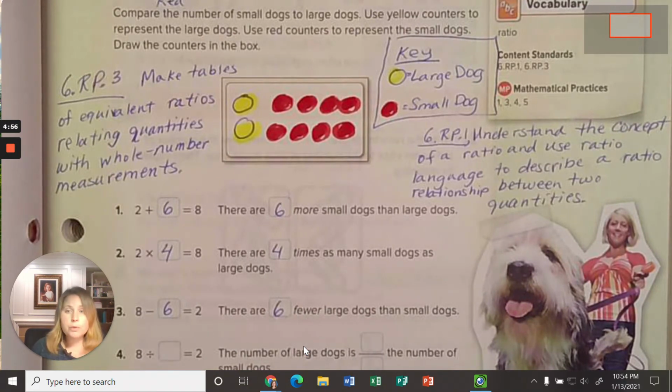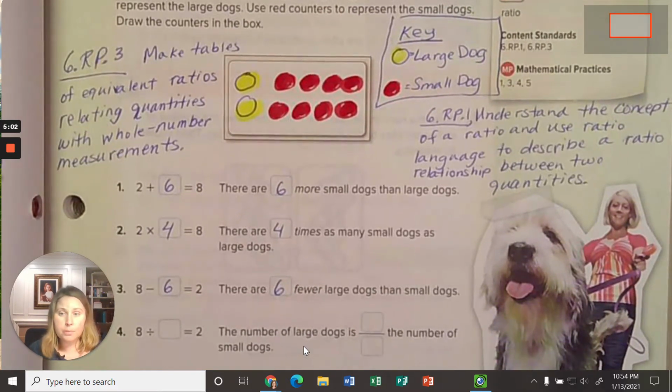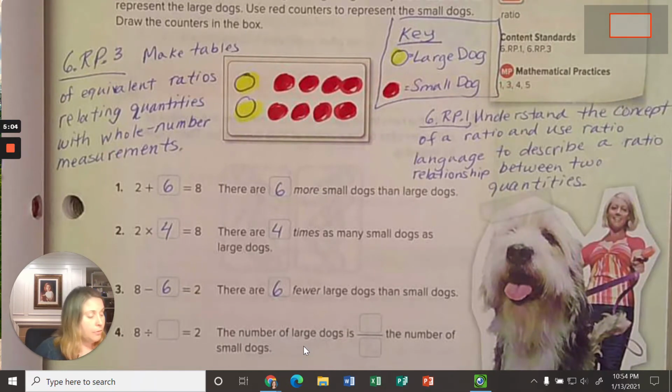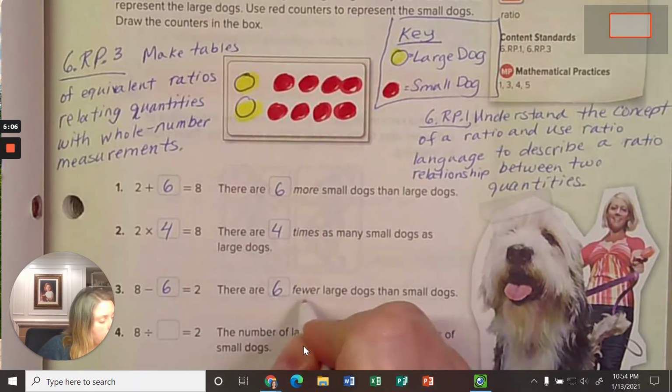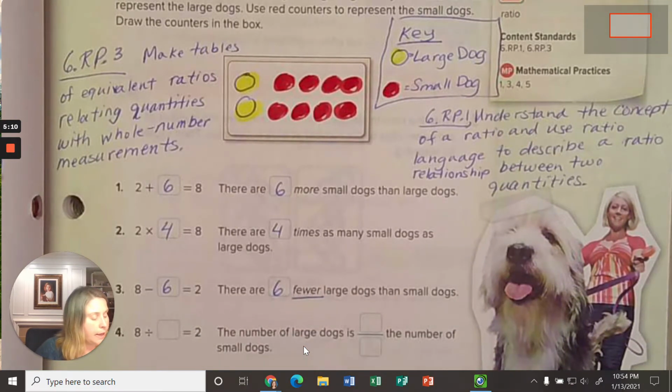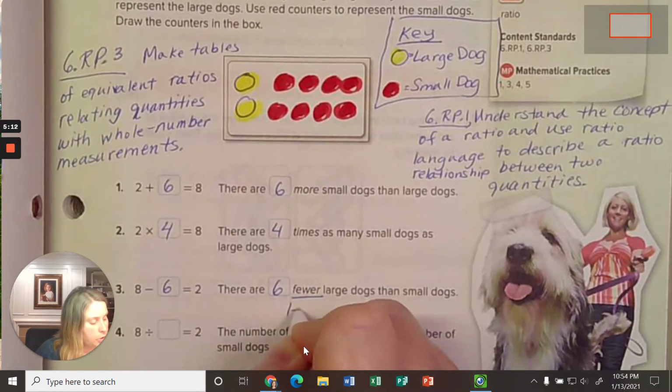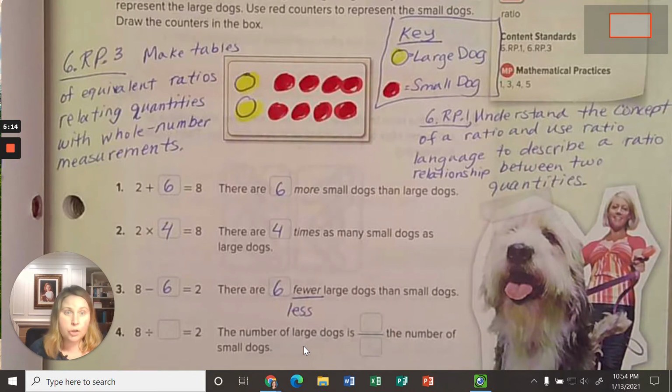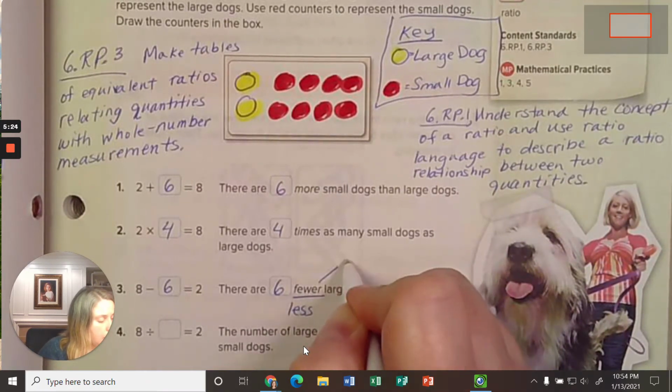And then here's a really fun mathematical and language arts little tidbit of information to know. When we're looking at fewer versus less, do you know when you would use which adjective? They're very similar words, and they mean very similar things. But mathematically, we would want to know that fewer, we would use for things that can be counted.